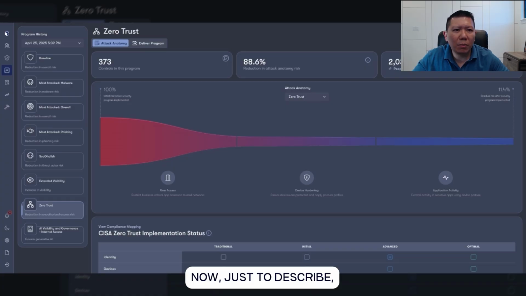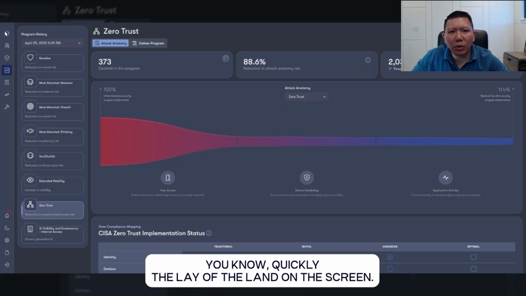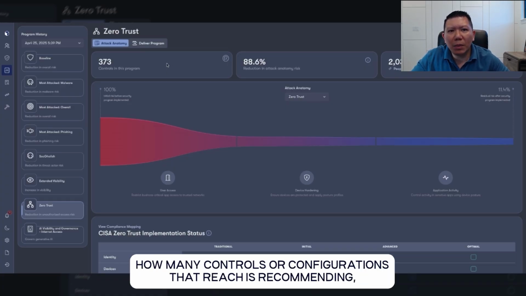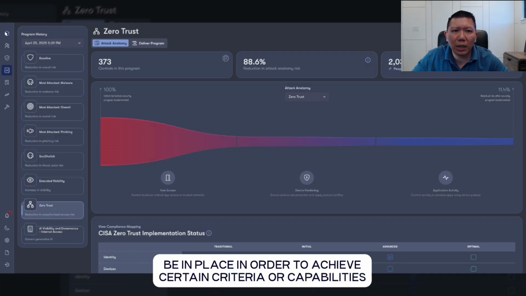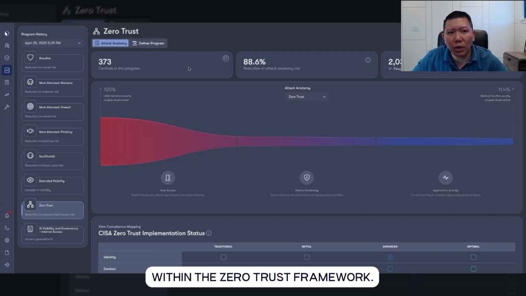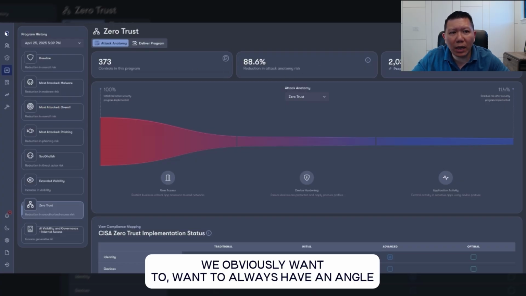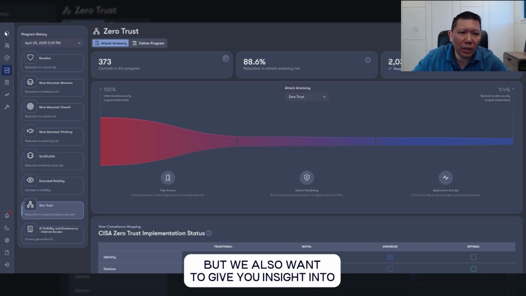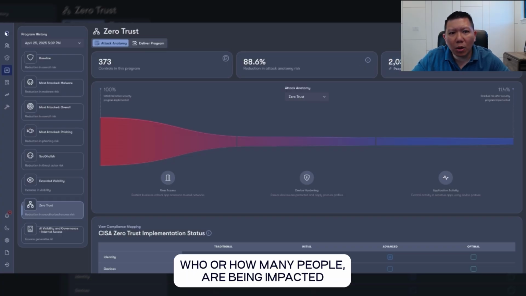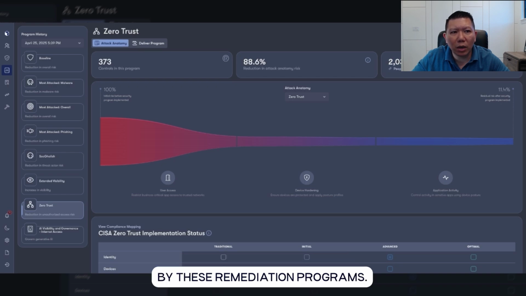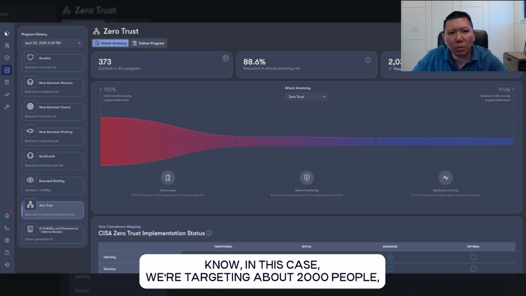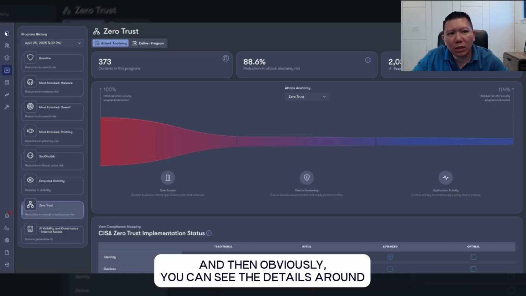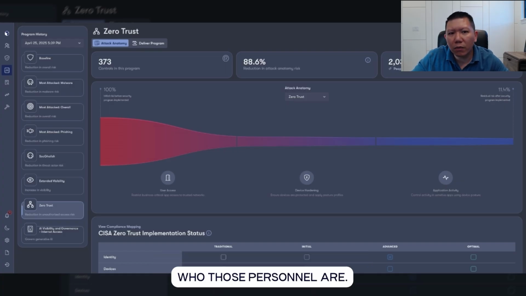Now, just to quickly describe the lay of the land on the screen, what you're seeing here is essentially how many controls or configurations that Reach is recommending be in place in order to achieve certain criteria or capabilities within the zero trust framework. We obviously want to always have an angle on risk reduction and risk percentages, so we identify that. But we also want to give you insight into who or how many people are being impacted by these remediation programs. In this case, we're targeting about 2,000 people in our organization. And then obviously you can see the details around who those personnel are if you want to dig into that.